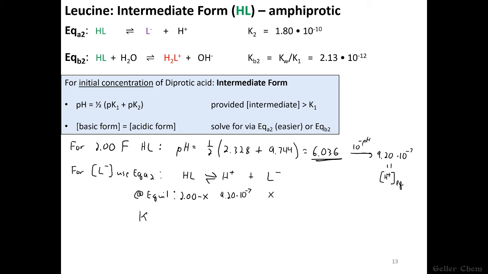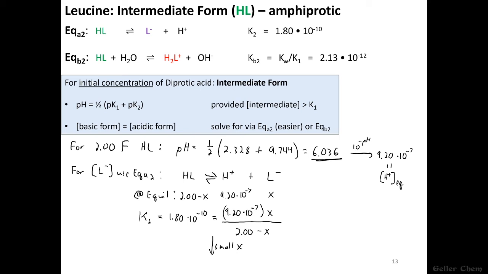K2, and just the second one because we are using that second acid dissociation equilibrium, is equal to 1.80 times 10 to the minus 10, which I just got from over here, is equal to 9.20 times 10 to the minus 7 times x over 2.00 minus x. And then I can still small x like I have in the past.